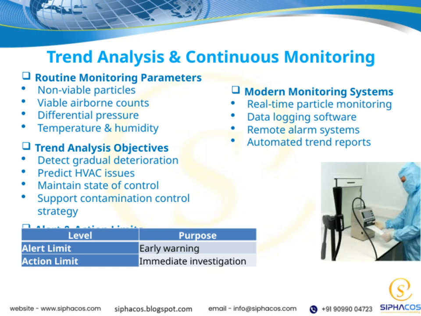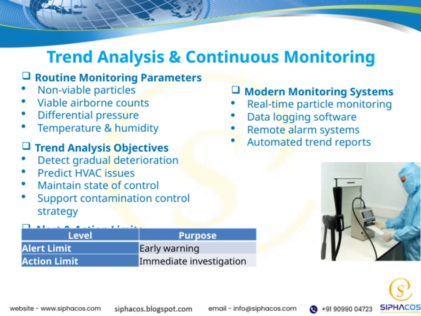Now, moving to the table, we see different levels and their purposes. The alert limit serves as an early warning system. It's our first sign that something might be amiss. The action limit, on the other hand, prompts immediate investigation when exceeded, helping us prevent contamination or process failure. Our routine monitoring covers key parameters like non-viable particles, viable airborne counts, differential pressure, temperature, and humidity. These measurements are fundamental to ensuring a controlled environment.